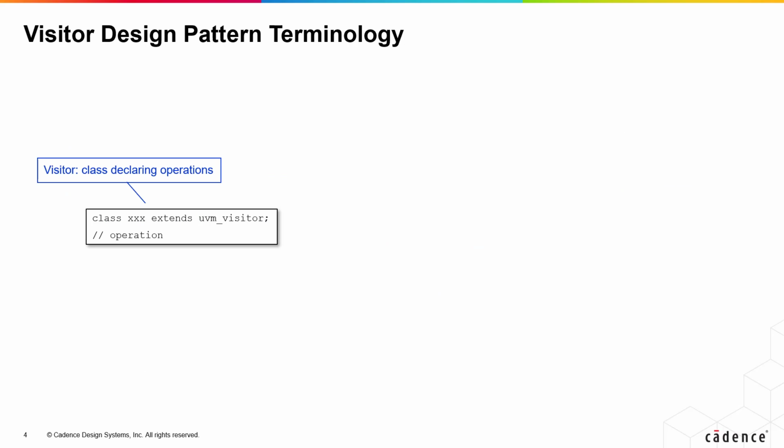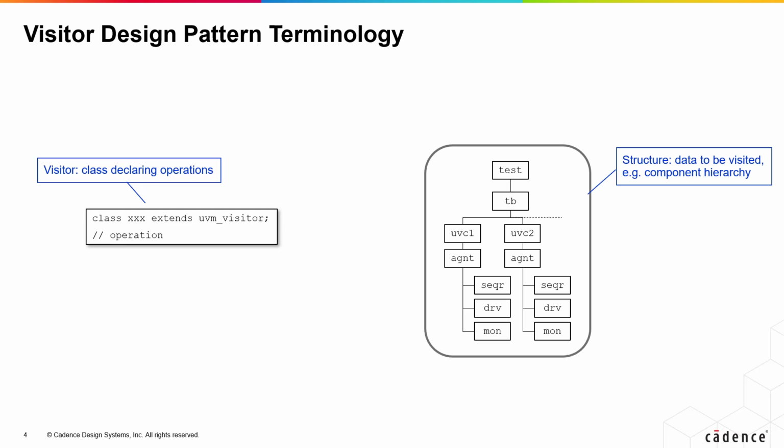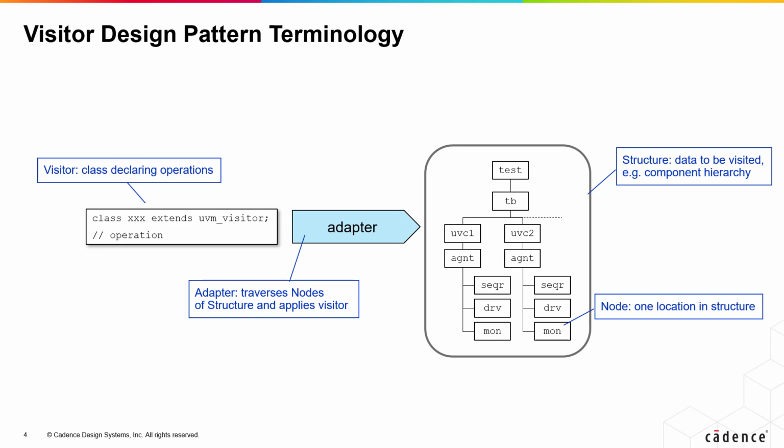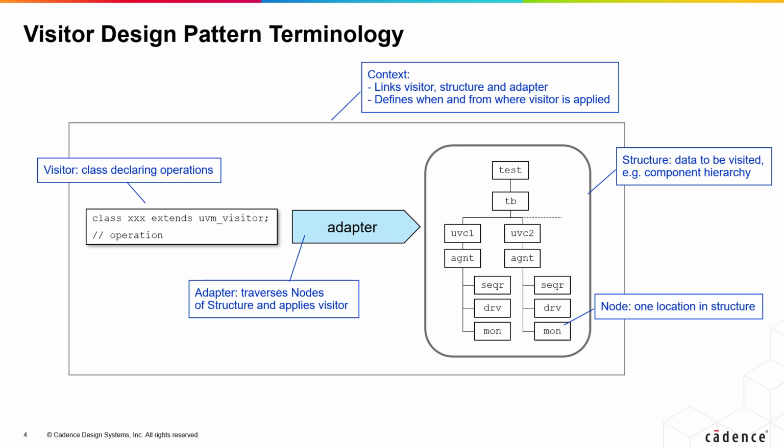To understand the visitor design pattern, let's examine the implementation and terminology. The visitor is a class which defines the operation method. The structure is the data to be visited, e.g. the component hierarchy of a test bench. An individual component in the structure is called a node. The adapter traverses the structure to visit every node and execute the visitor method. Finally, the context links the visitor, structure, and adapter and defines from where and when the structure traversal starts.